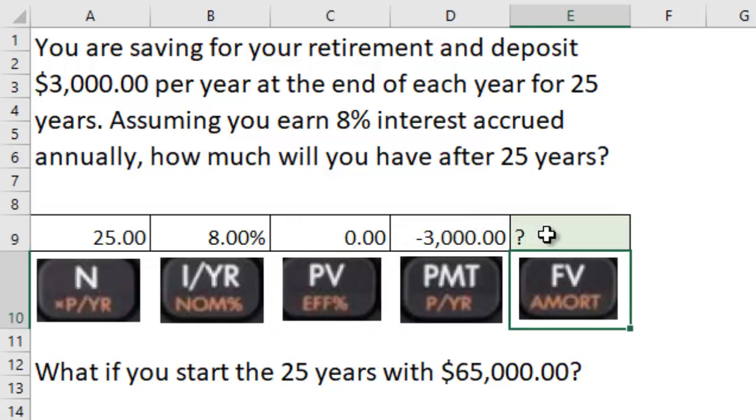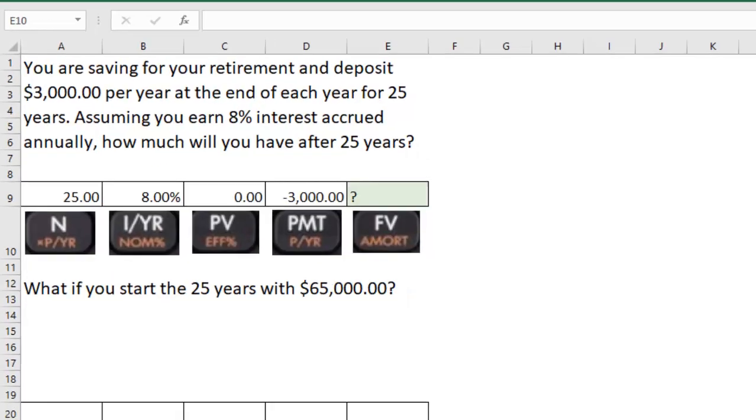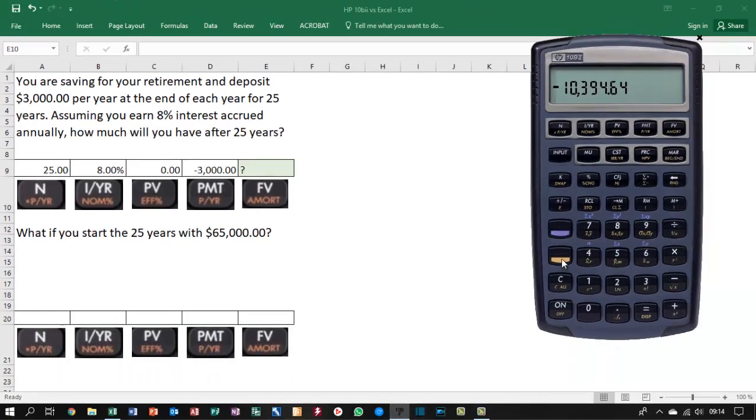Let us do that on the calculator. The first thing I'm going to do is clear all. So, now number of periods is 25. 25 N. Our interest is 8% per annum. Our present value is 0. Our payment is negative 3,000 because we're paying the money out. We're expecting a positive value at the end of this, so what is our future value?